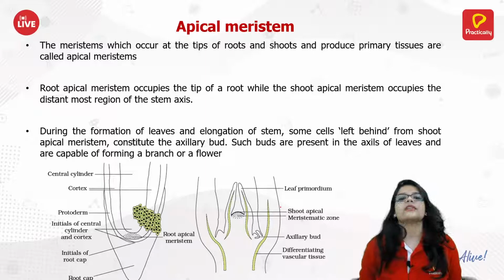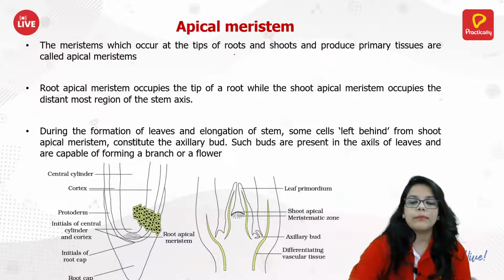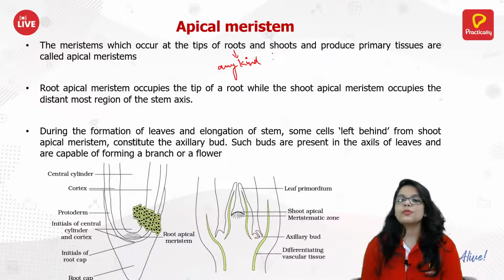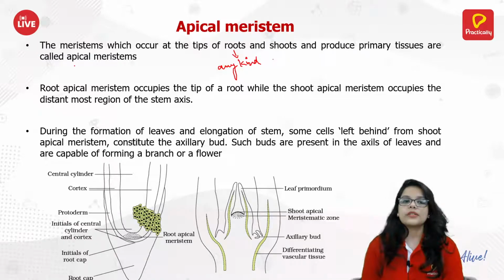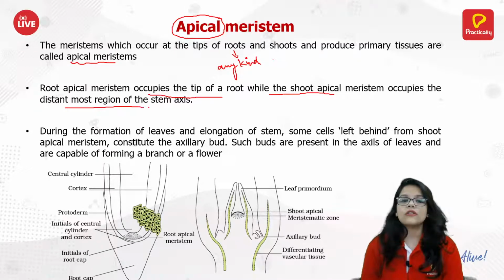This meristem occurs at the tip of roots and shoots. Any kind of root that's growing will have apical meristem. Roots and shoots produce primary tissues and are called apical meristems. Whenever you talk about the word apical, that only means that end of it. So root apical meristem occupies the tip of a root, while the shoot apical meristem occupies the distant most region of the stem axis.